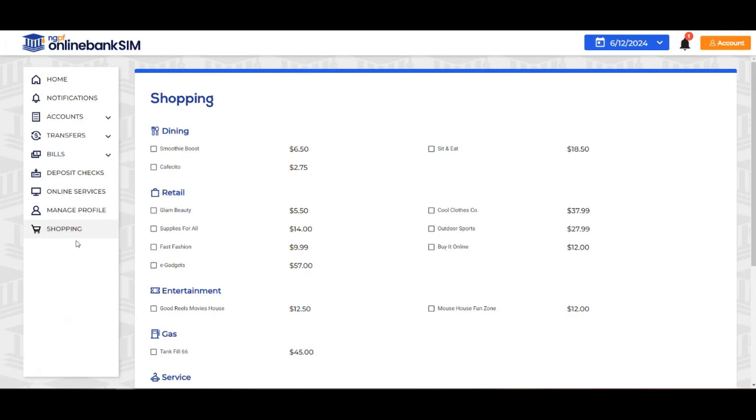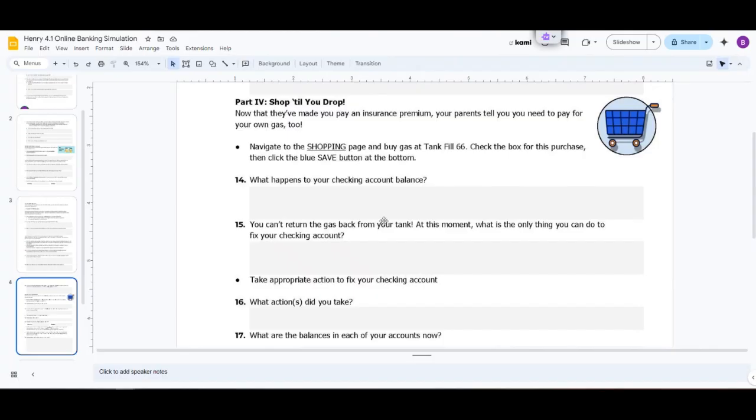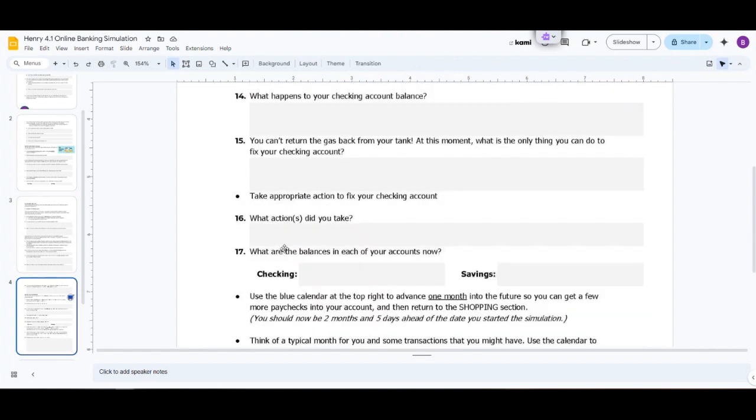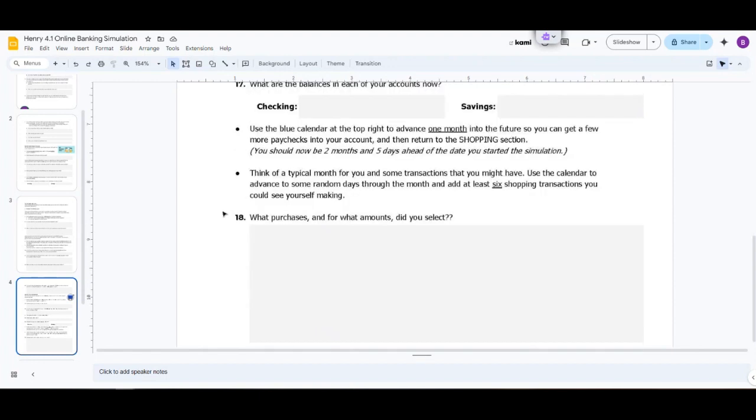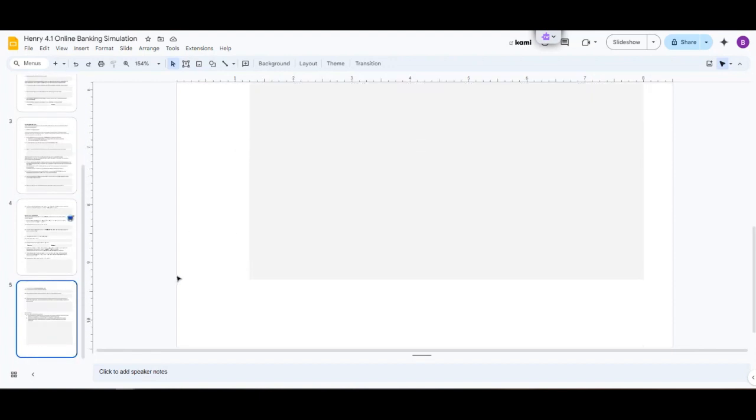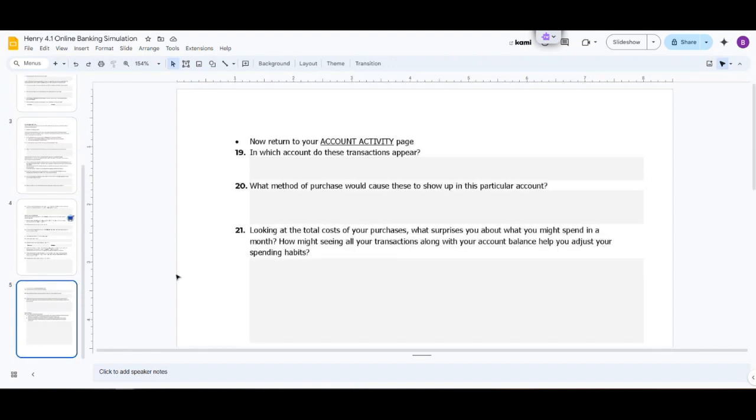So this part is a little bit of a stretch just because we're trying to incorporate some shopping into the simulation. But just know in an actual online or a mobile banking app or interface, there wouldn't be a shopping option. All right, but we're going to go through shopping. It's going to tell you to select certain items and then allow you to make some choices of your own. And then there's some reflection questions at the end. All right, so make sure that you go through all of this.